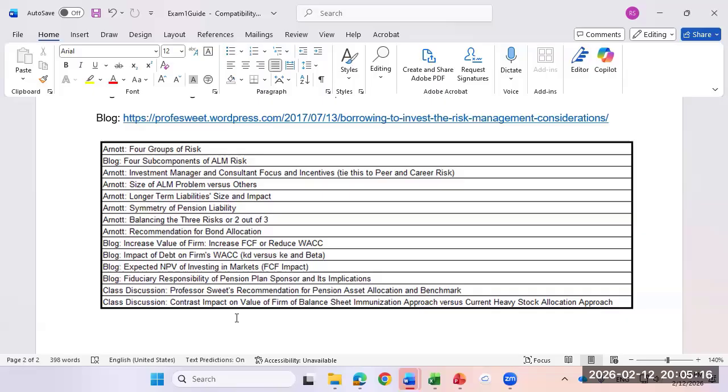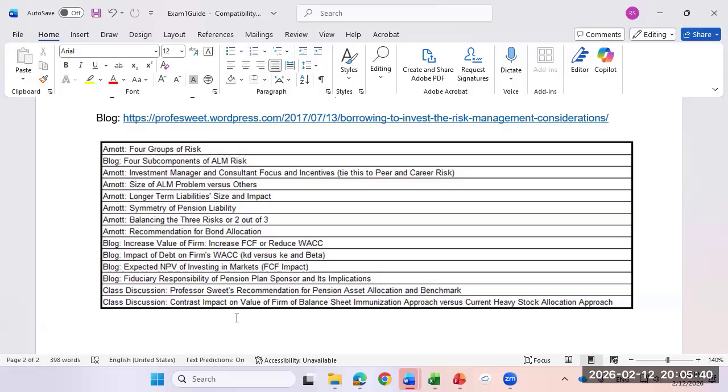Arnott had 3 groups of risk, but I said 4. Anybody remember the 4 of them? Peer risk, which is what? Alpha risk, which is the risk of what? Yeah, underperforming your peers, underperforming the market. What's the second risk? Career risk. What is career risk tied to?